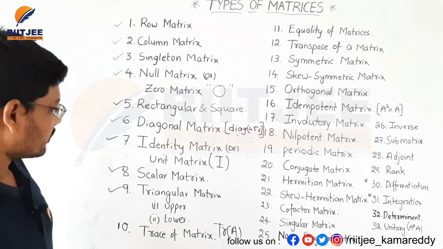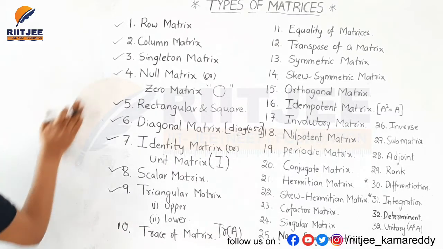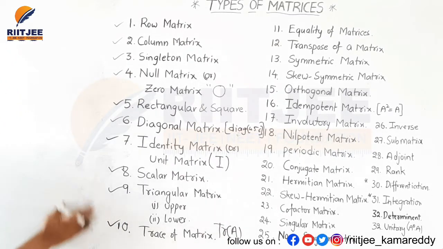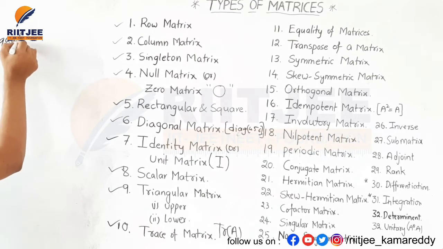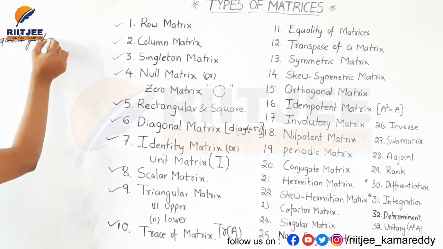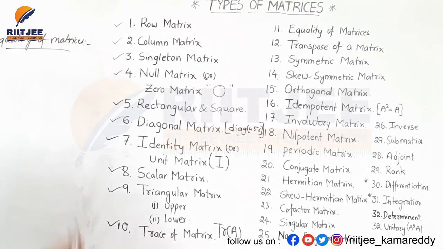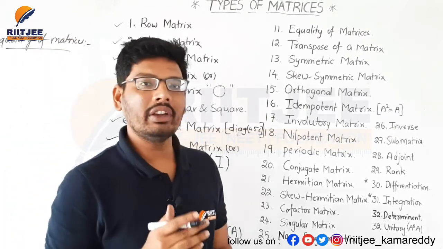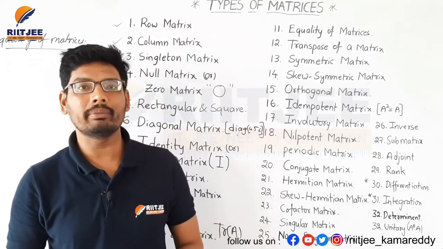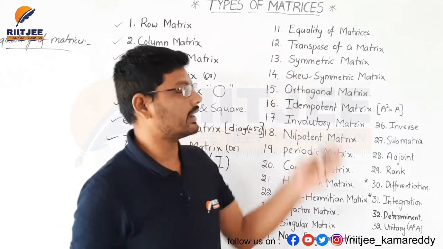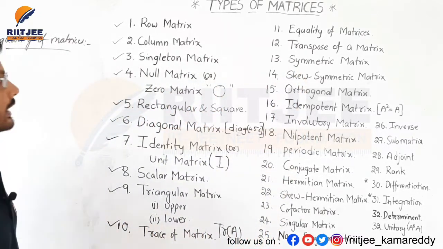Next, equality of matrices. Equality of matrices is nothing but having the same number of rows and columns in two matrices. Having the same order of two matrices is called equality of matrix.